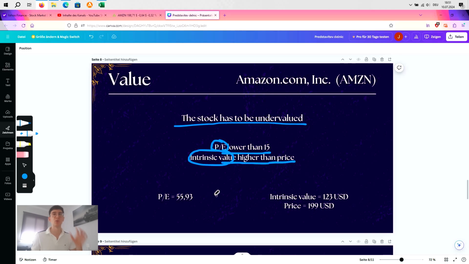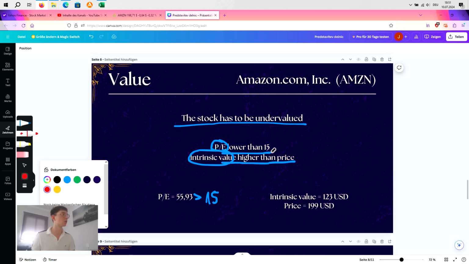Now let's take a look. At the moment of recording this video, the P/E ratio of Amazon was 55, which is slightly, or actually not slightly, it's around 4 times higher than what we want to see. So in terms of P/E ratio, the stock is overvalued, sorry.